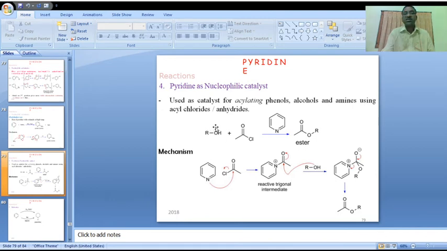Here please observe in the reaction part. Alcohols react with acyl chloride in presence of this pyridine catalyst. Here pyridine acts as a catalyst to form ester. In this reaction, pyridine acts as a nucleophilic catalyst. In what way? Please observe in the reaction mechanism part.